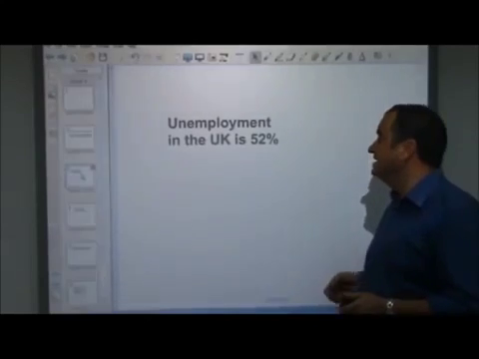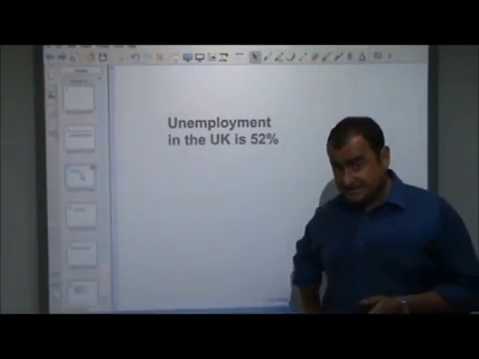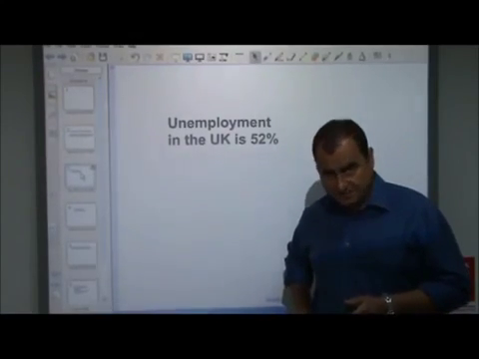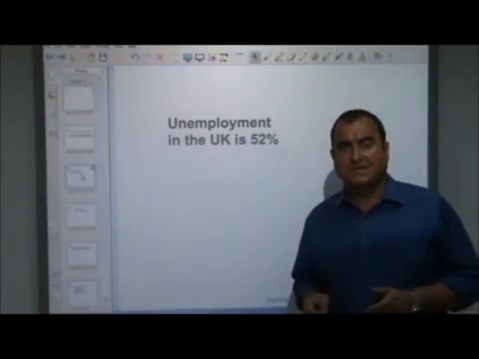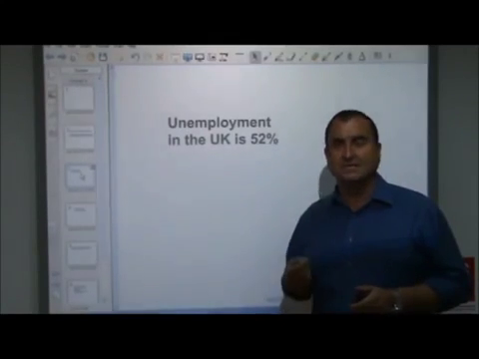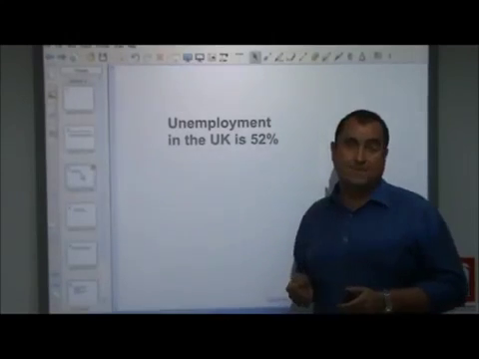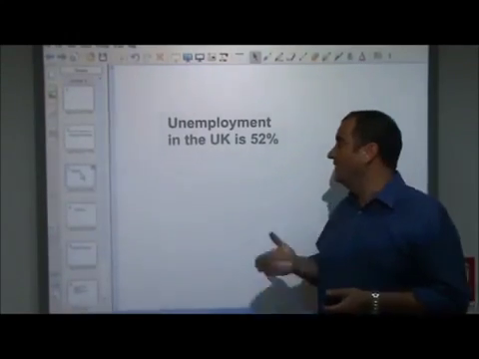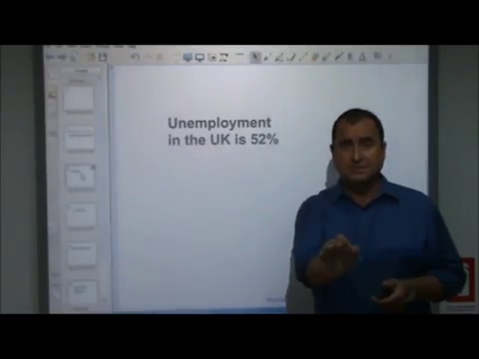Unemployment in the UK is 52%. Now, you can probably guess that this is an incorrect statement. Unemployment is not 52% in the UK. But it is a positive statement. It is possible to go out and prove the veracity or not, the truth or not, of the statement here. We can go out, we can collect the data that will reveal whether this statement is true or not. That makes it a positive statement.